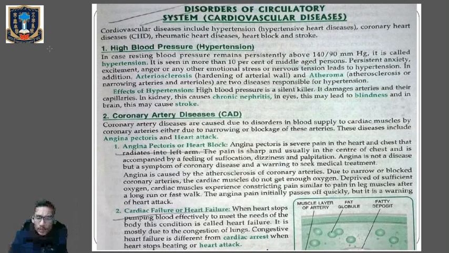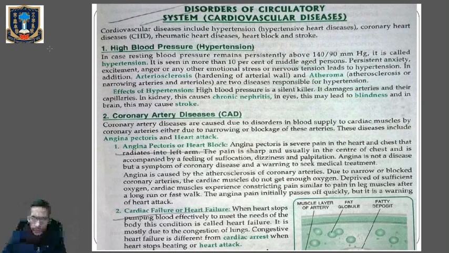then it is called hypertension or high blood pressure. Okay, and it occurs in more than 10% of middle-aged persons. So persistent anxiety, excitement, anger, any other emotional stress or nervous tension leads to hypertension. In addition, arteriosclerosis, the hardening of the wall of the artery, and atheroma, the atherosclerosis or the narrowing of the artery and the arterioles, are the two diseases responsible for hypertension.